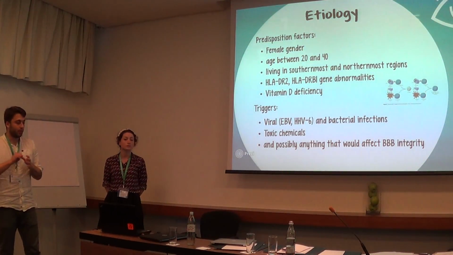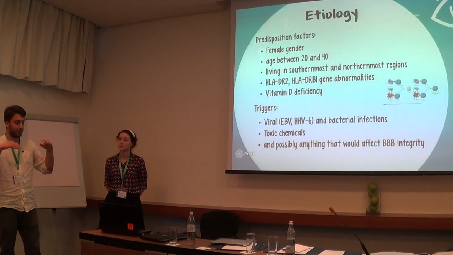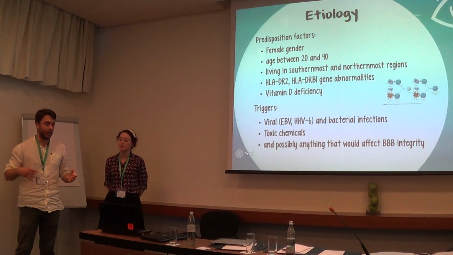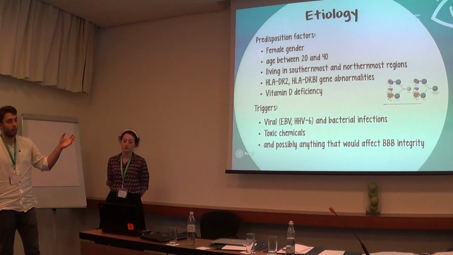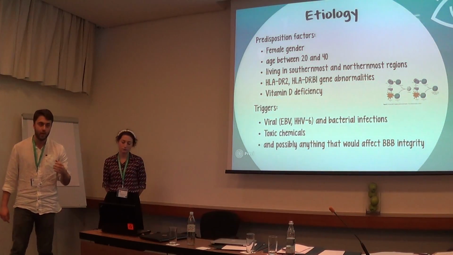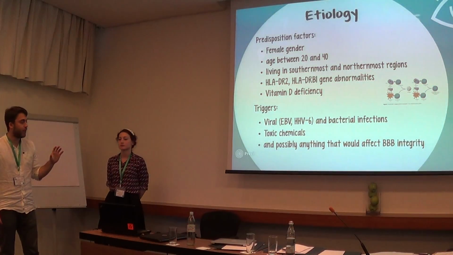And patients who are living in the non-equatorial regions, like southernmost and northernmost regions, have higher risk for multiple sclerosis. Also, mutations and deformities in HLA-DR2 and HLA-DRB1 are associated risks, and also vitamin D deficiency.